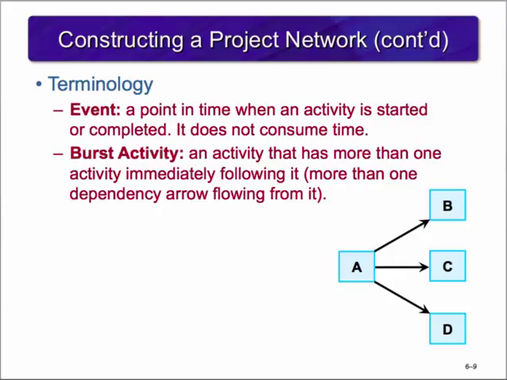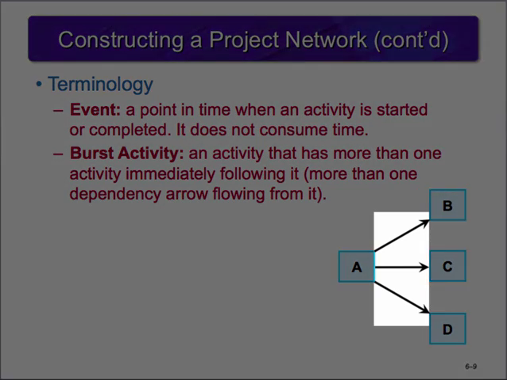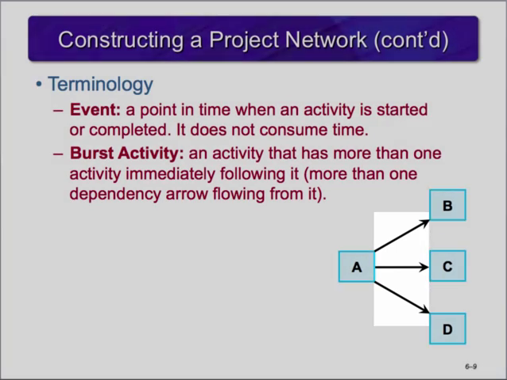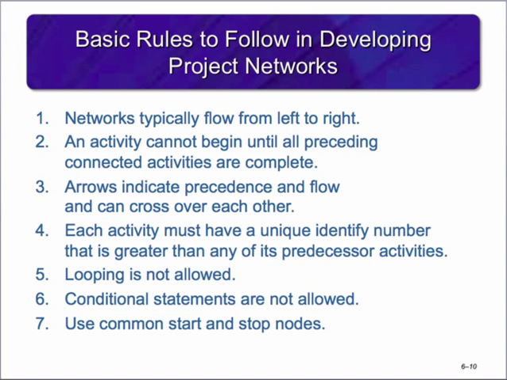A burst event is when an activity has more than one activity immediately following it. You'll recognize it when you see more than one dependency arrow flowing from it to other activities. In this example, A is a burst activity as it has dependency arrows flowing from it to B, C, and D. We've learned what a project network is, why it's used, and the different terms used within one.